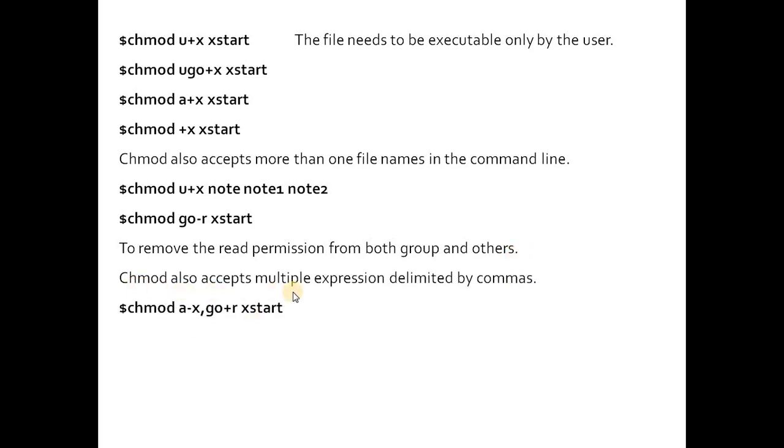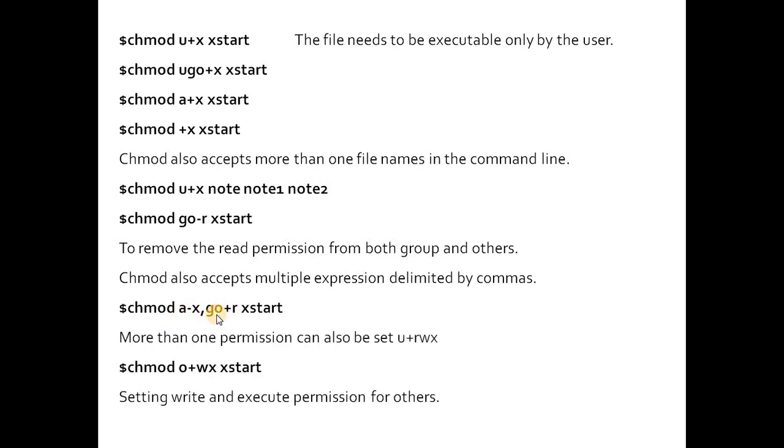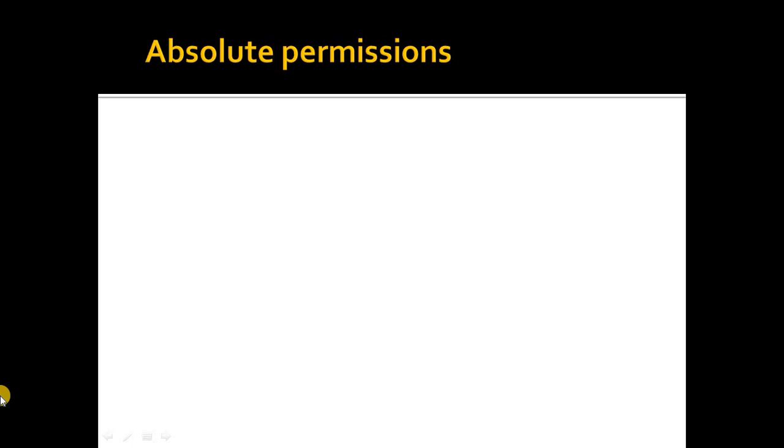Chmod also accepts multiple expressions delimited by commas. So in this example we have given multiple expressions. In this case, remove execute permission from all and give read permission to group and others. More than one permission can also be set, so by using U plus RWX. So in this given example we have given write and execute permission to others, setting write and execute permission for others. This is all about relative permissions.